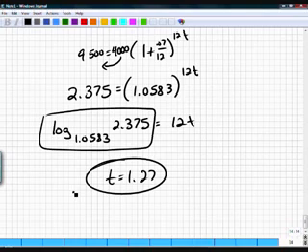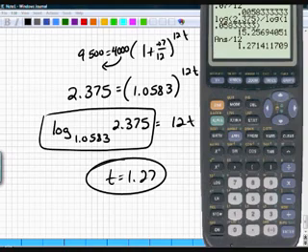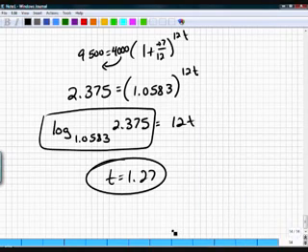Log base. That's what I was looking at. Did we switch it right? The log of base this of this power equals this. That's right.